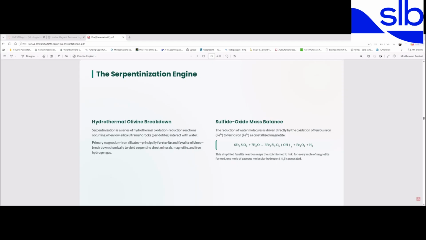So the typical reaction is a reoxidation reaction of ferrous iron, this. The reduction of water molecules is given by the ferrous silicate with 7 molecules of water that generated this new hydrating ferrosilicate, but hematite and free hydrogen. So this is the basic, natural way that hydrogen was generated. The simplified fayalite reaction maps the stoichiometric links. To every mole of magnetite formed, 1 mole of gaseous molecular hydrogen is generated.